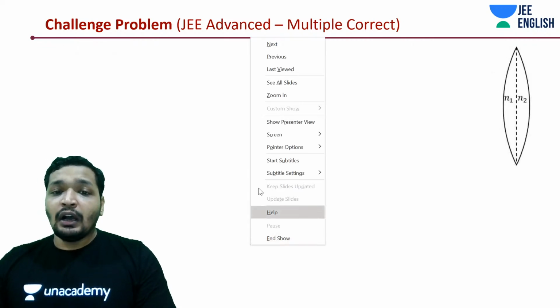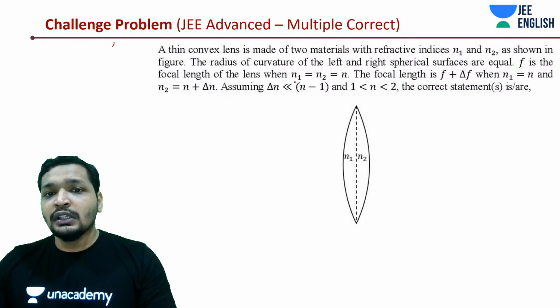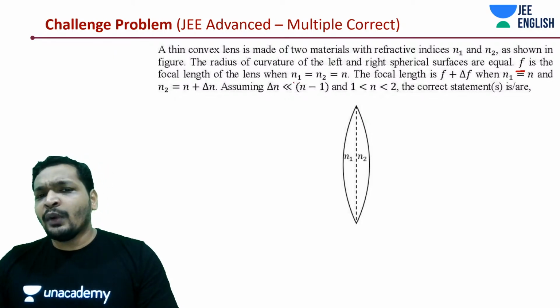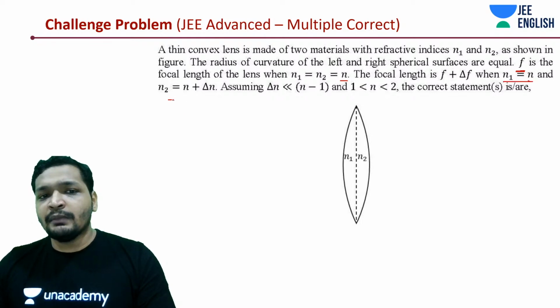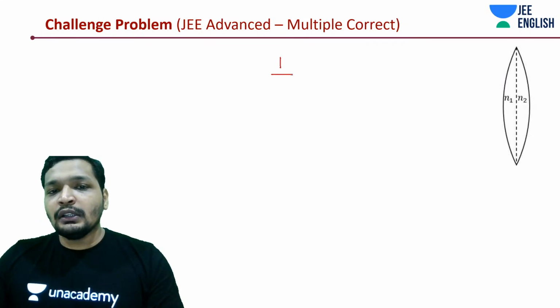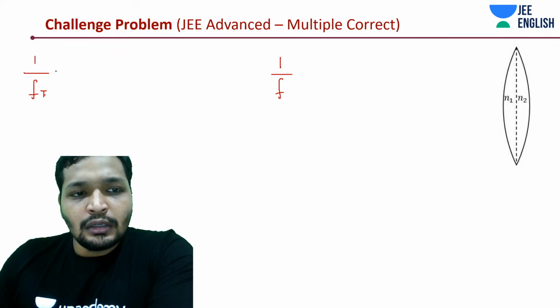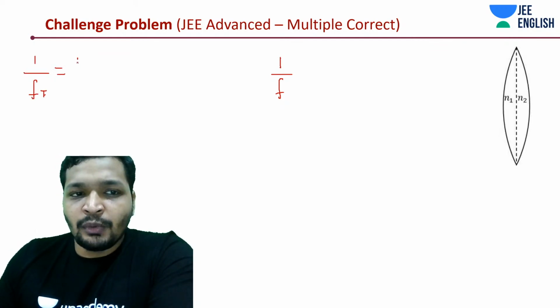That being said, we need to find out the effective focal length. Condition 1 is where the refractive index on both sides remains the same: n1 is equal to n2 is equal to n. In the second case, n1 remains n, but n2 becomes n plus delta n. For the first case, if you remember, 1 by the total focal length is 1 by f is equal to 1 by f1 plus 1 by f2.